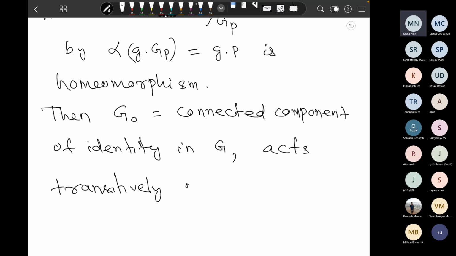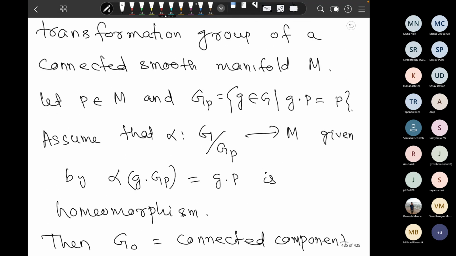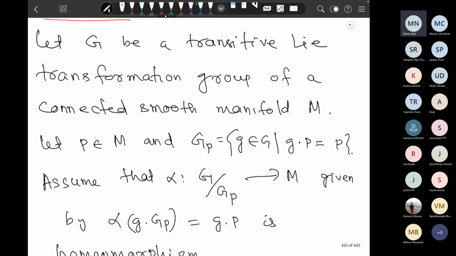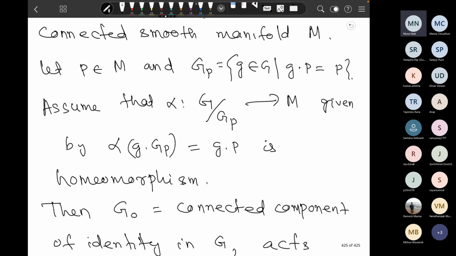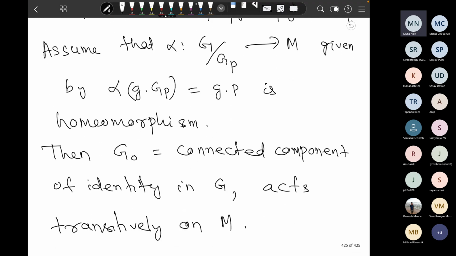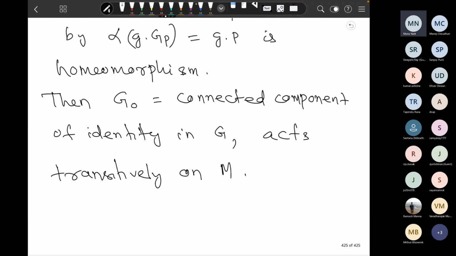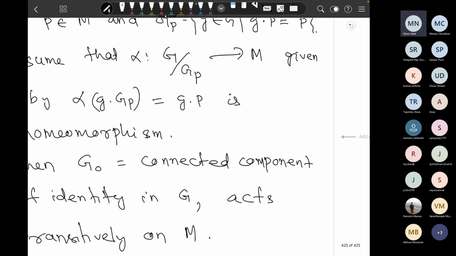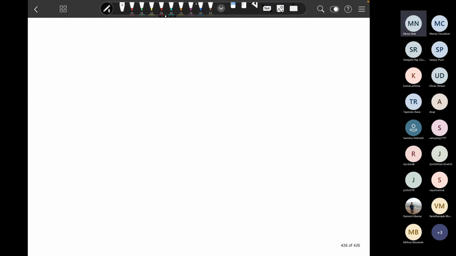See, the thing is, we are assuming that M is connected, and G acts transitively on M, and alpha is a homeomorphism. This means eventually alpha is a diffeomorphism. So we will use this, and I will prove this. So, proof.